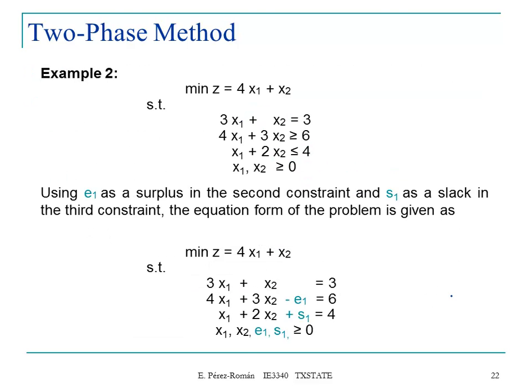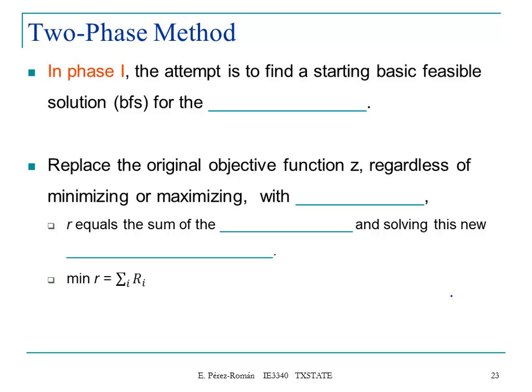Okay, so let's look at the same example. We start with three types of constraints: equalities, greater or equal, less than or equal. So we add our surplus and slack variables. We have all of them in equality form. In phase 1, the attempt is to find the starting basic feasible solution for the original problem. So that's all we're going to do in the first phase.